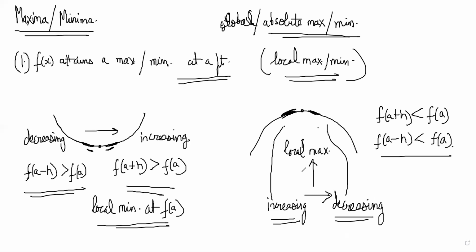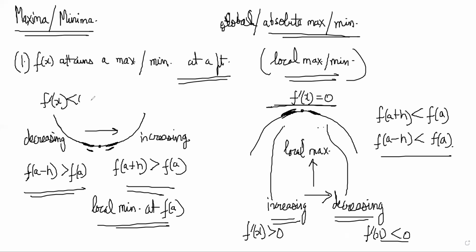And we know that increasing means derivative is greater than 0, and decreasing means derivative is less than 0, right? So from greater than 0 to less than 0, it has gone. So derivative has changed sign. So at this point, it should be 0, right? And here also derivative was initially less than 0, and now it is greater than 0. So it has changed sign. So derivative should be 0 at this point, right?